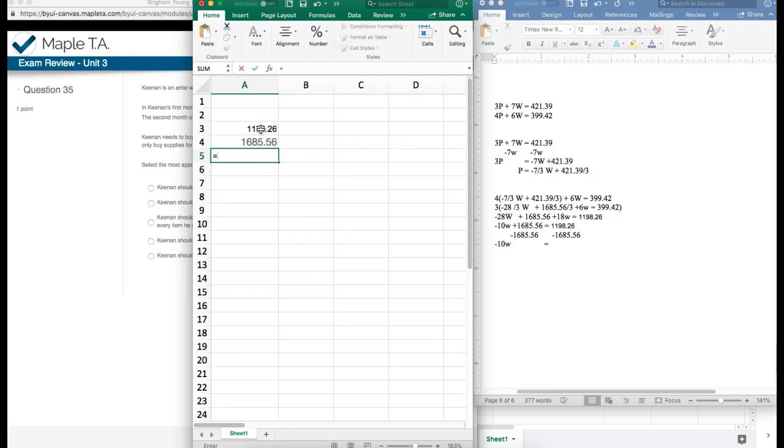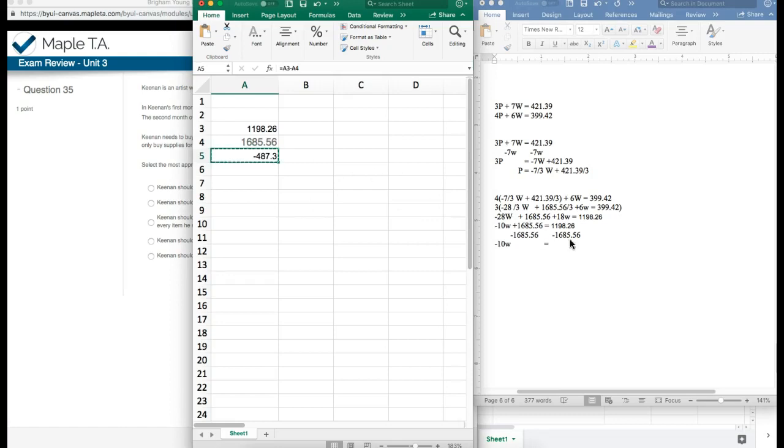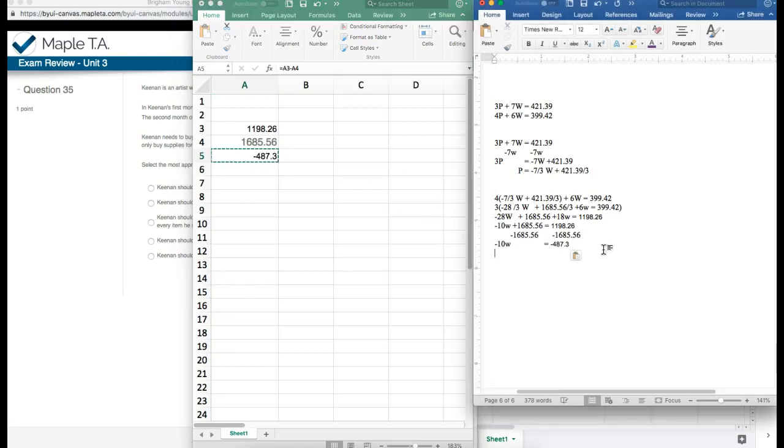So equals my $1,198 subtract $1,685, or we'll put dollars in at the end. I apologize. Those are just numbers for now. So we get negative. Let's just copy and paste that in. Copy and paste. And the last thing is divide both sides by negative 10 to solve for W.